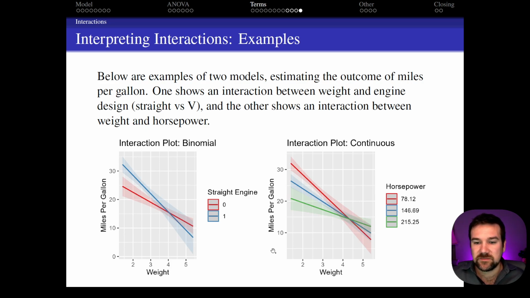For the continuous plot, I have horsepower. So I've got weight, my first independent variable, miles per gallon, my dependent variable, and horsepower is my second independent variable. Again, this one, I broke up into different categories. This middle category is the mean horsepower. This red category is 1 standard deviation less than the mean.